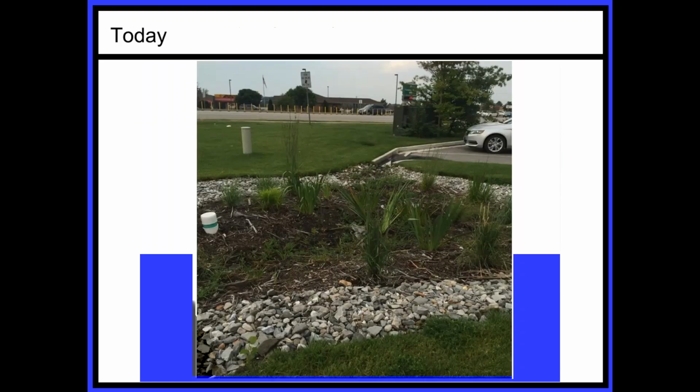So that is a picture during construction, and this one is after. Very little of the original green infrastructure that was planted is there. It's the outlet, you can't really see it there because it's clogged. So the functionality of this particular cell is pretty much non-existent.